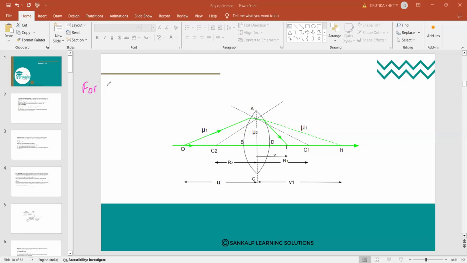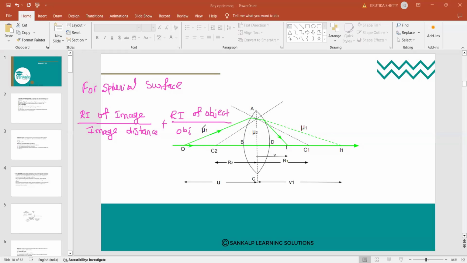For spherical surfaces, we have the formula which connects the image distance, object distance, and refractive index, given by, first I'll write in words: refractive index of image divided by image distance, plus refractive index of object divided by object distance, which is equal to the difference in the refractive indices divided by radius of curvature.